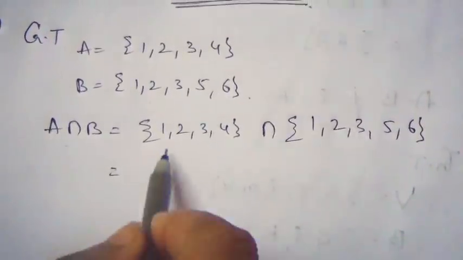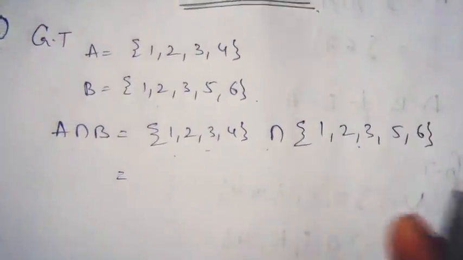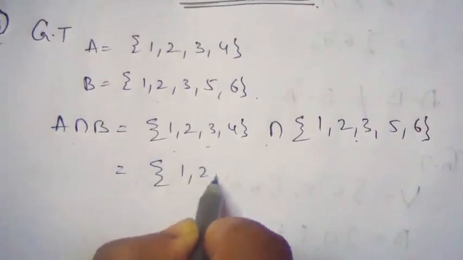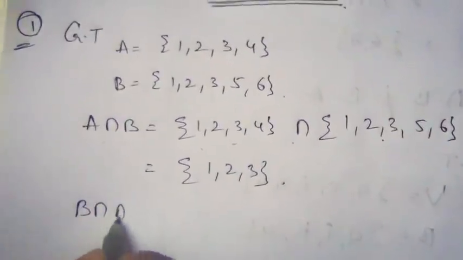So that is equal to, what are the common elements? Intersection means we have to write common elements. What are the common elements in both the sets? 1, 2, 3. And also you have to find out B intersection A.